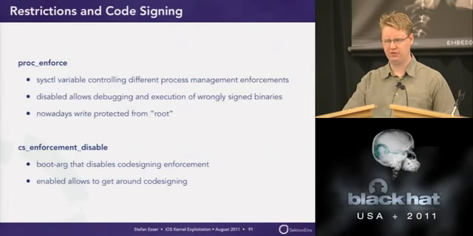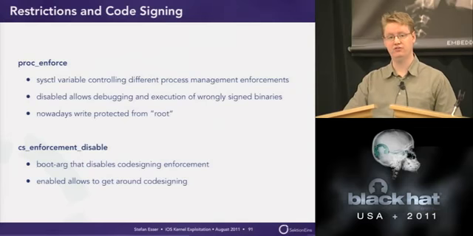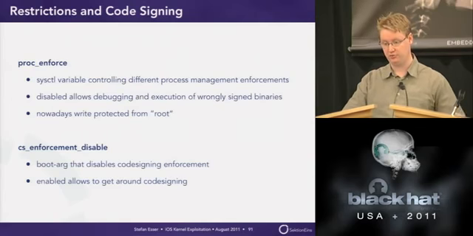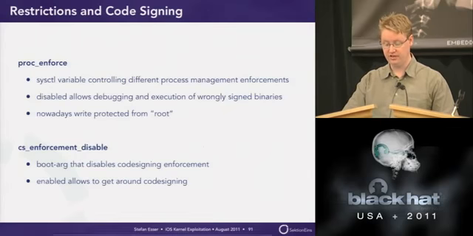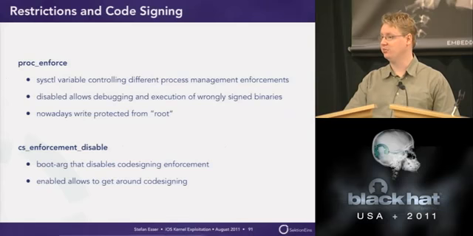But with 4.3.0, Apple decided that it would be better to have this as a read-only variable. So with 4.3.0, it's not possible to set this as root anymore. So you have to patch it from the kernel. And this actually allows you to execute wrongly signed binaries. The other thing it enables is the CS enforcement disable flag, which is a boot argument to the kernel, and this disables the enforcement of code signing. This allows you to get around the code signing stuff.